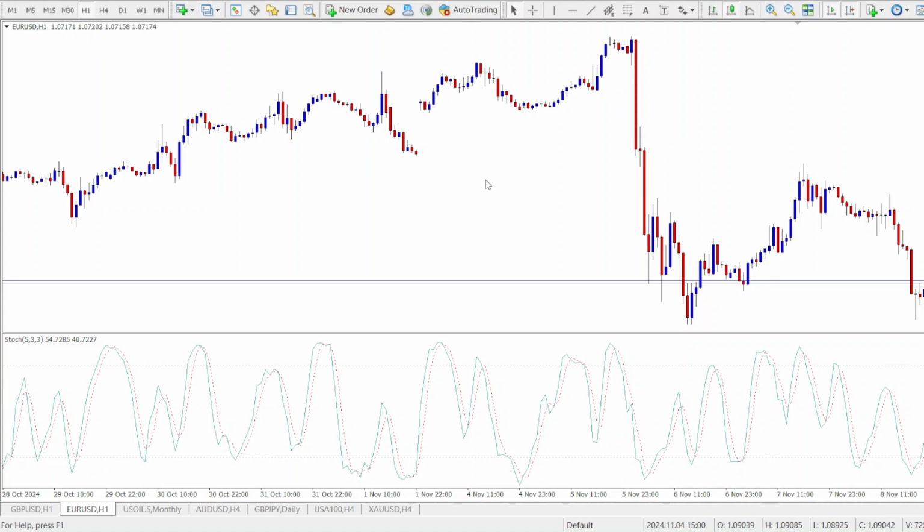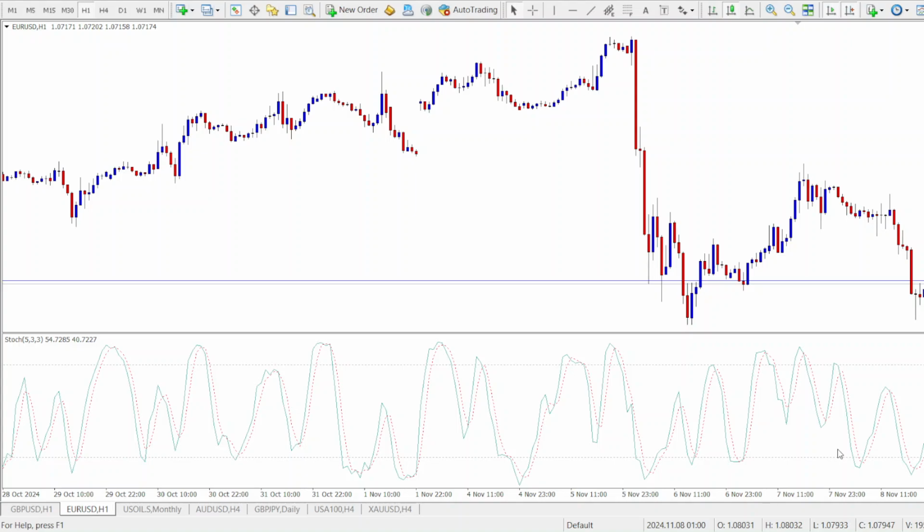Now, first things first, let us talk about the stochastic oscillator. This is a momentum indicator that helps us understand whether a currency pair is overbought or oversold. It is really popular in the trading world because it gives us great insight into when a price might reverse or at the very least pull back.